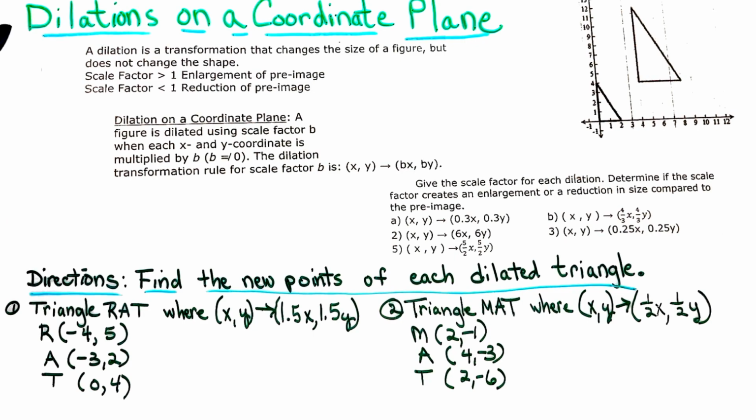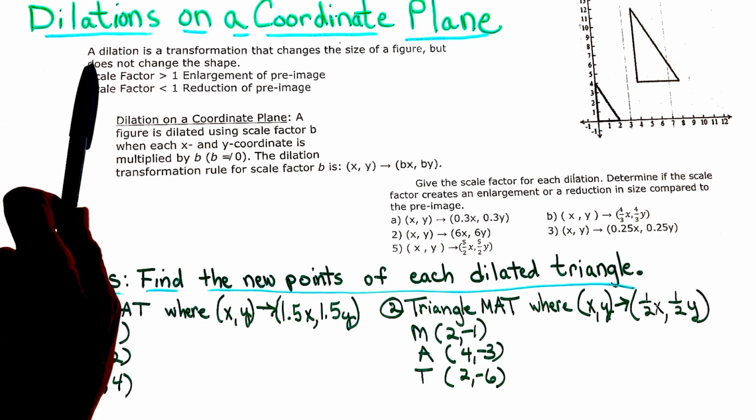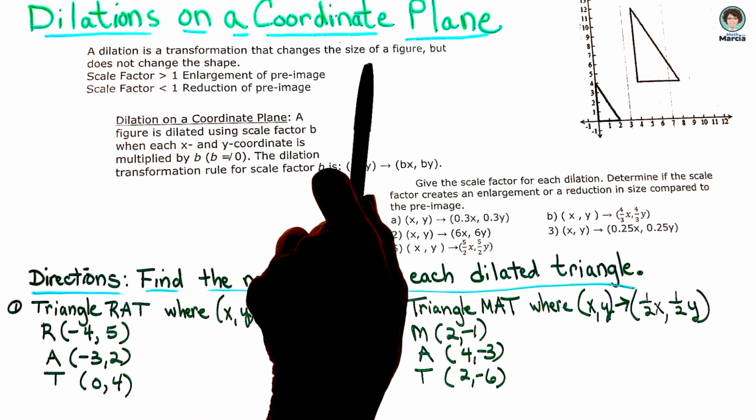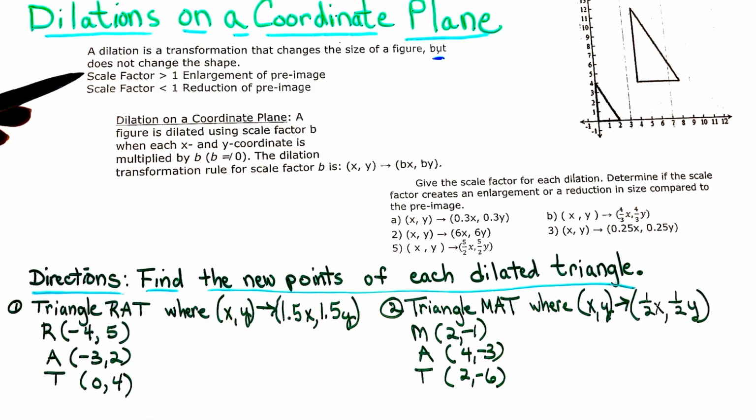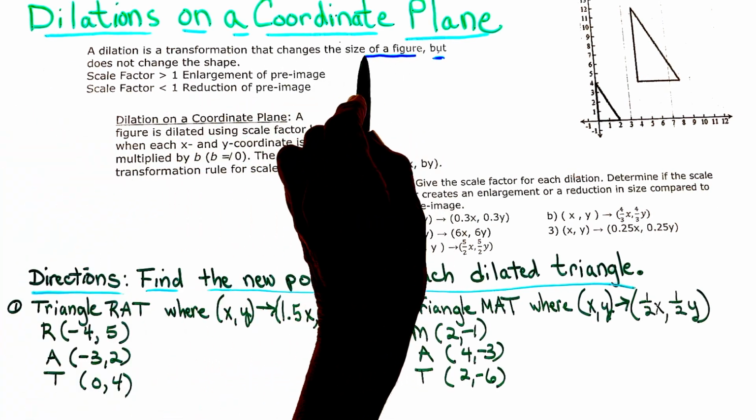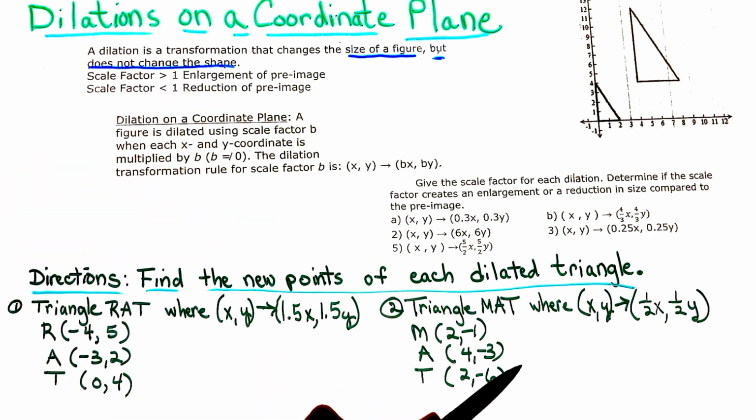For this lesson, we're going to be looking at dilations on a coordinate plane. So there will be new vocabulary. We're going to read it together, mark the text. So we know a dilation is a transformation that changes the size of the shape, but does not change the shape. So again, we know the size changes, but the shape stays the same.